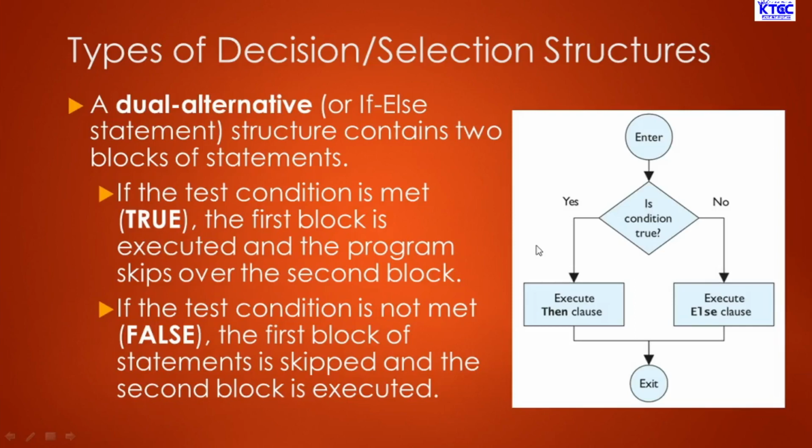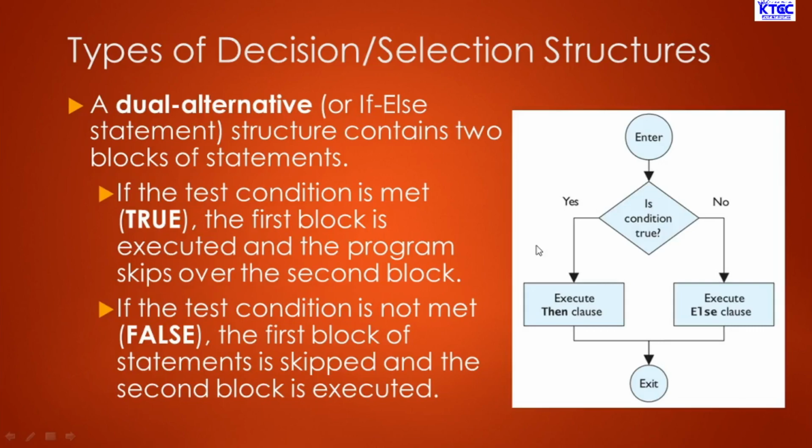Now, let's look at the second one, which we call the dual alternative or if-else statement. Anytime you hear if-else statement, it is an example of a dual alternative type of program. This structure contains 2 blocks of statements. It has these 2 alternatives, and under each alternative there is a test condition.